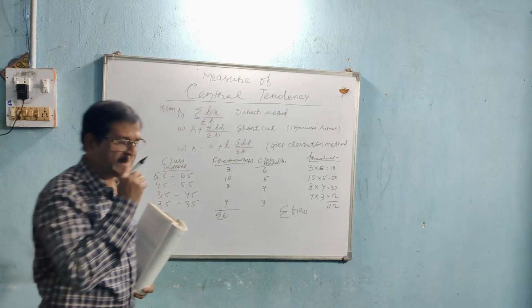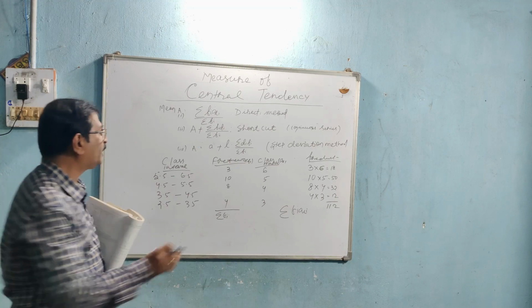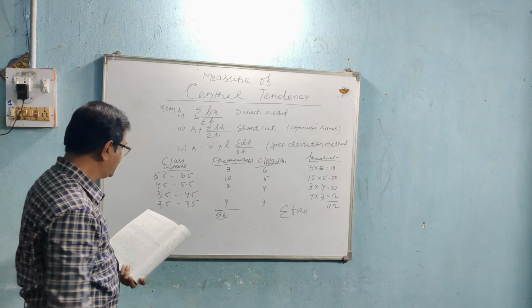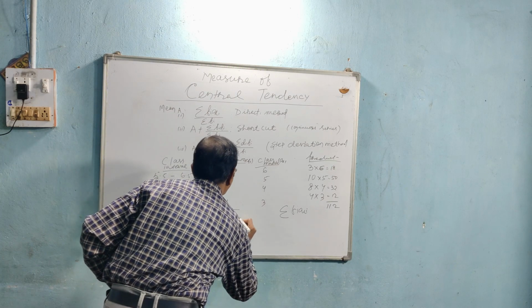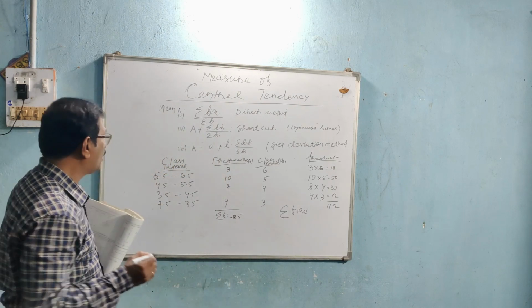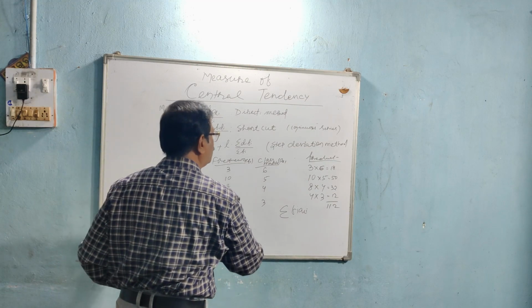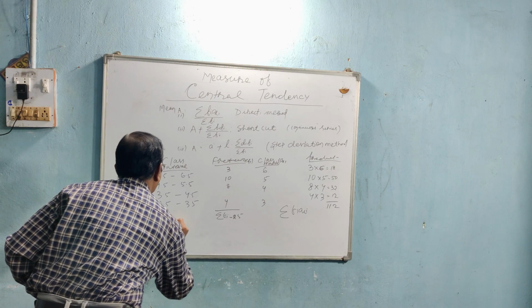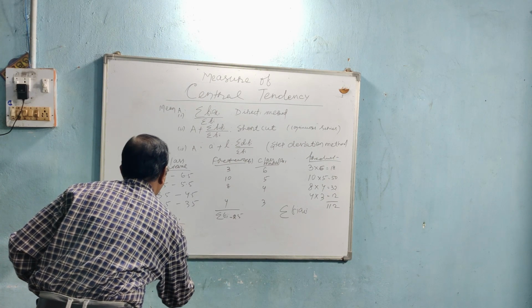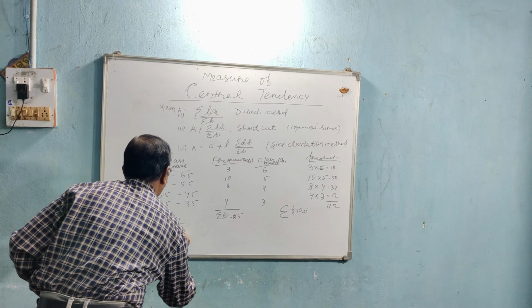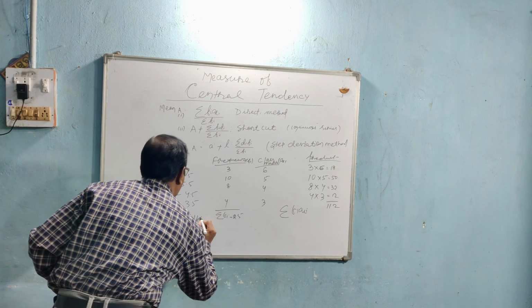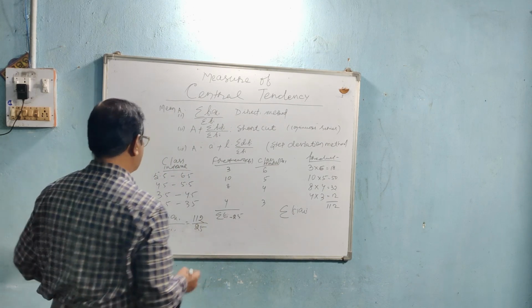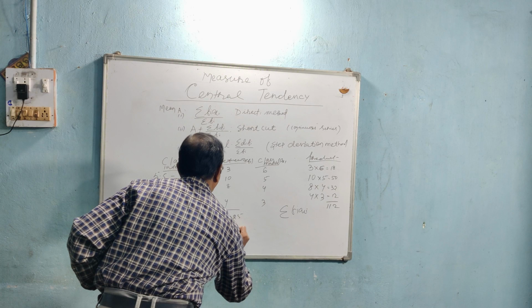You may ask me, sir, what is the sigma sign? The sigma sign is nothing but the sum: you have to add all these frequencies, and you get 25. So now the mean is sigma fi xi by sigma fi, which is 112 by 25, and the answer comes to 4.48.